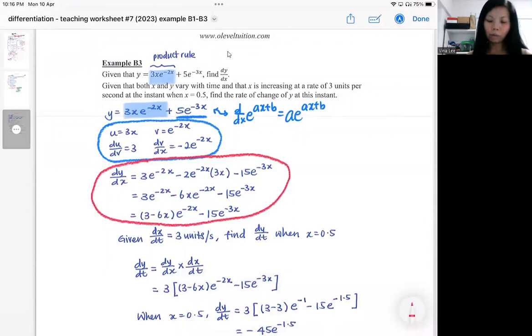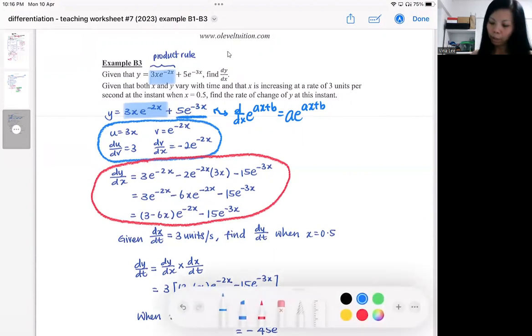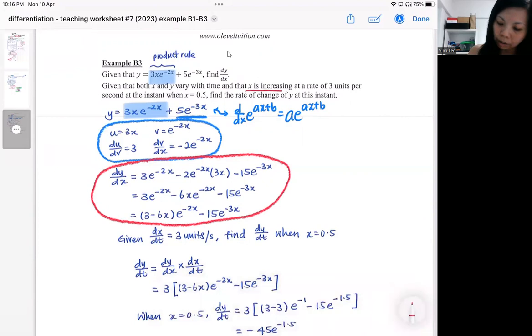And then you go back to the same thing again. What is this rate? So this one is the dx/dt. And your job is to find dy/dt when x is 0.5.